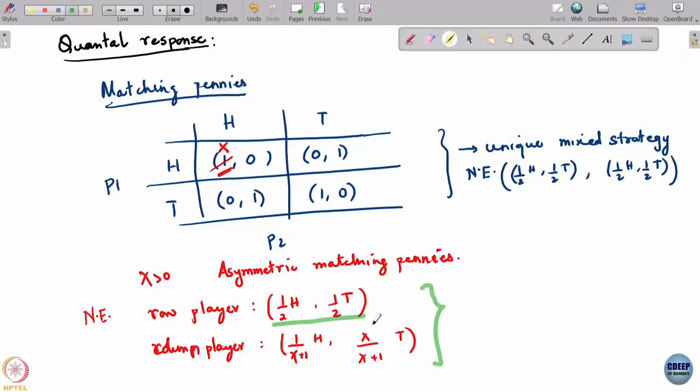Okay, and now what about the column player? The column player selects heads with probability 1 by x plus 1 and tails with probability x by x plus 1. Now, what people have argued is that if you look at this in terms of experiments and any kind of empirical data, this seems to be a little bit odd.